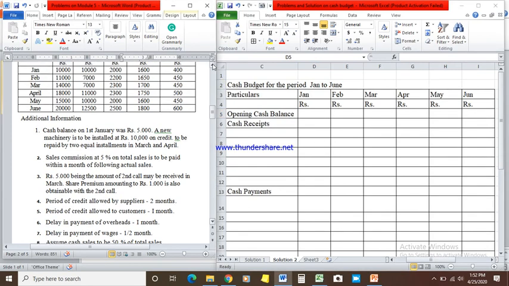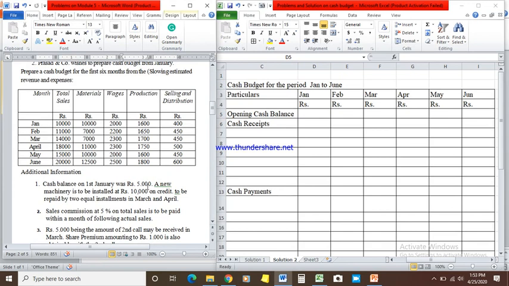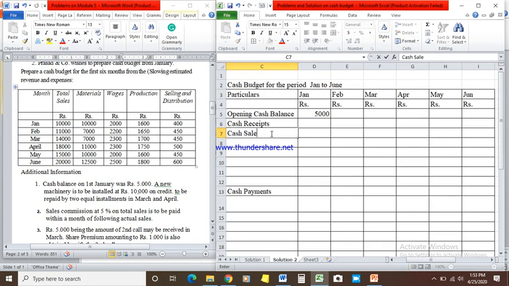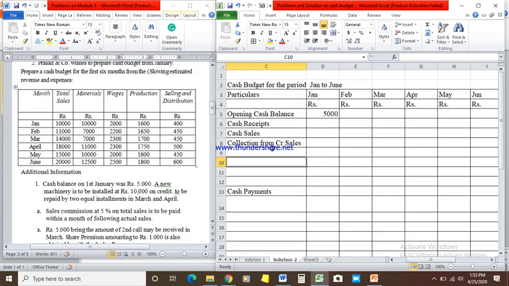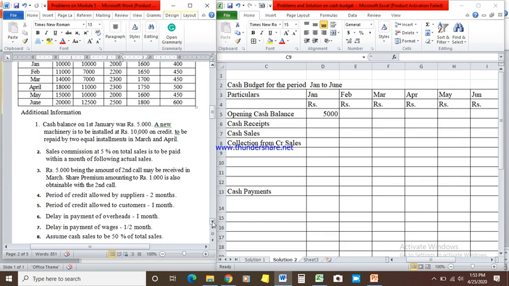So the opening cash balance in this problem, they have mentioned in the month of January, is 5,000. I'll write up 5,000. Now what are the cash receipts? So let me start one by one. On account of cash sales, this is a cash receipt. Then on account of collection from credit sales, this is another amount of cash receipt. Then one more cash receipt that we have in this problem is on account of a call money.